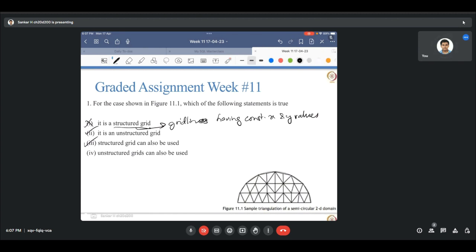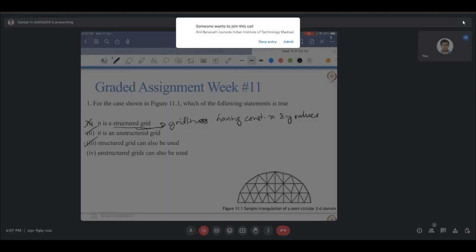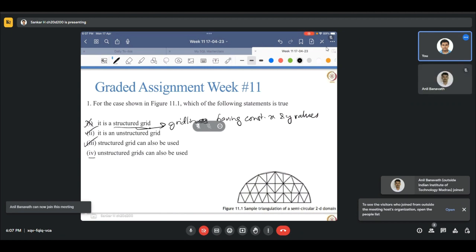And I think the answer given in the website is a single choice, so you can also use an unstructured grid, but since it is already an unstructured grid that is given, this statement is actually redundant here. So even though the fourth option is correct, it is redundant as it is already an unstructured grid. So the correct answers are 2, 3, and 4 here.